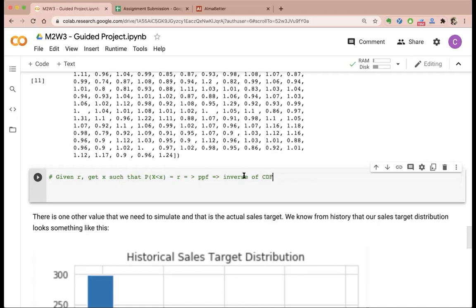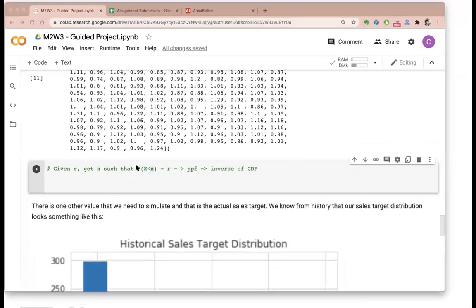Now we also know that CDF will always lie between 0 and 1. So if you start taking uniform values between 0 and 1 for r, the x values that you generate will follow the original distribution, whatever it be. So let's try to use that in code.